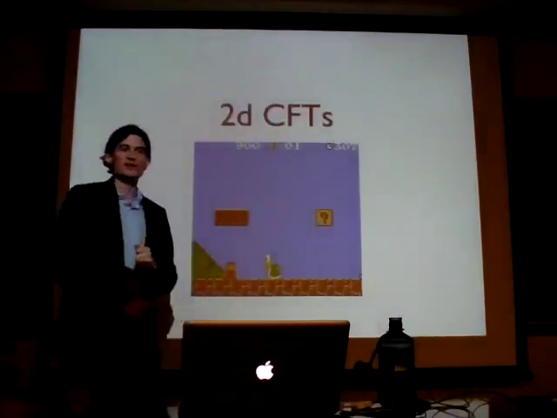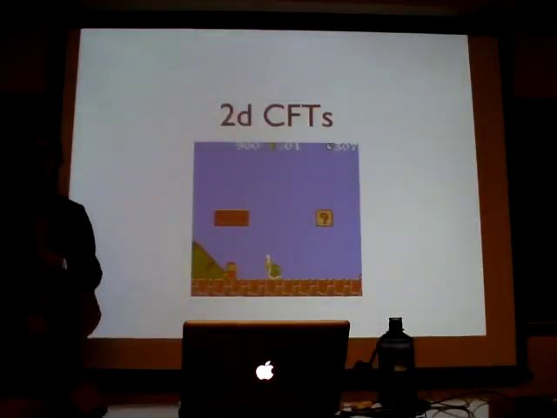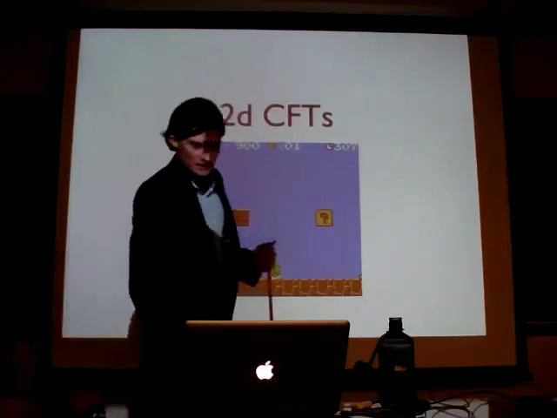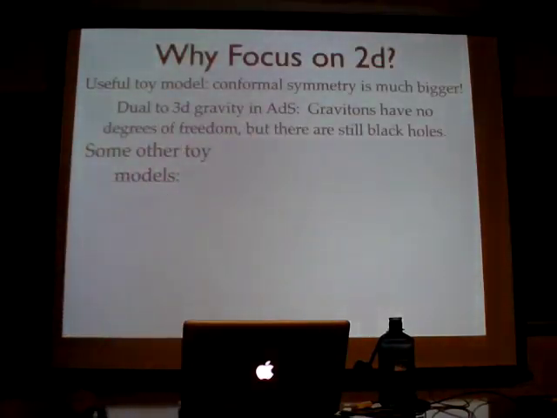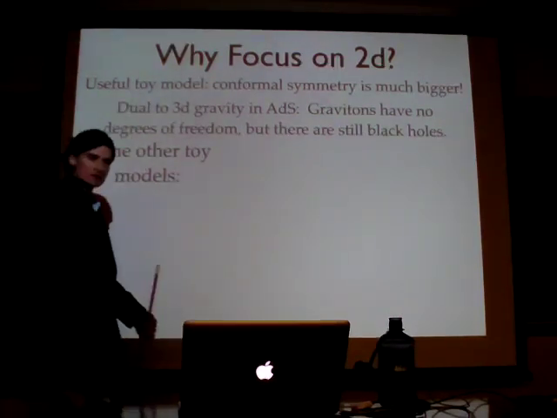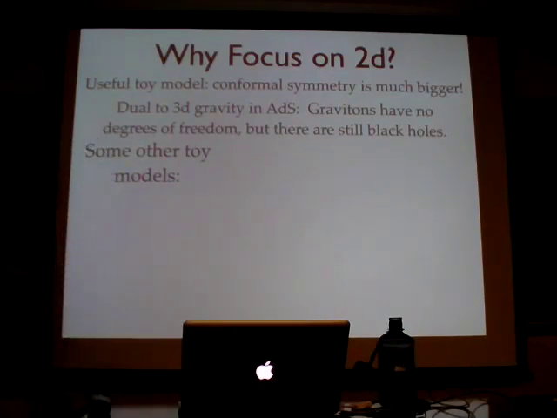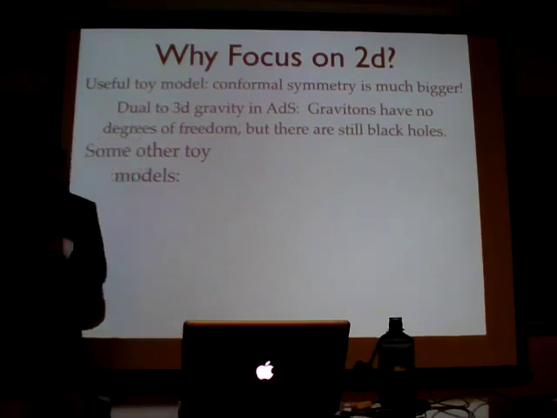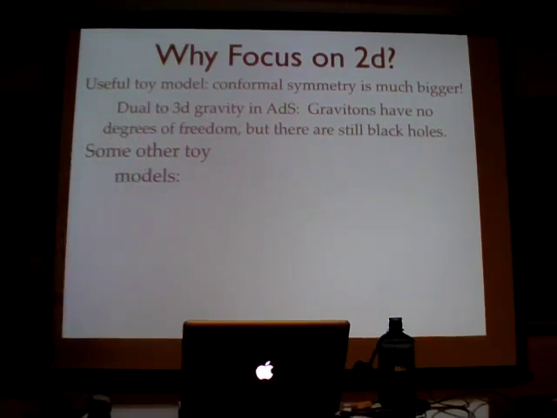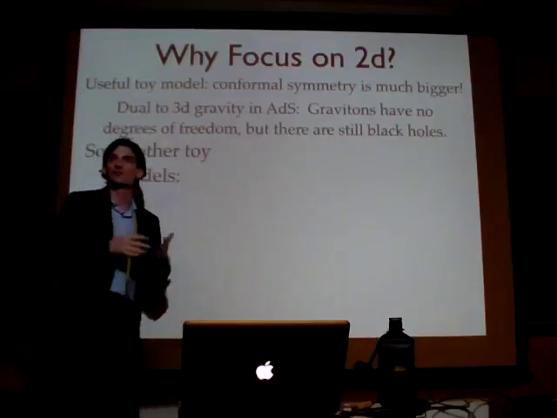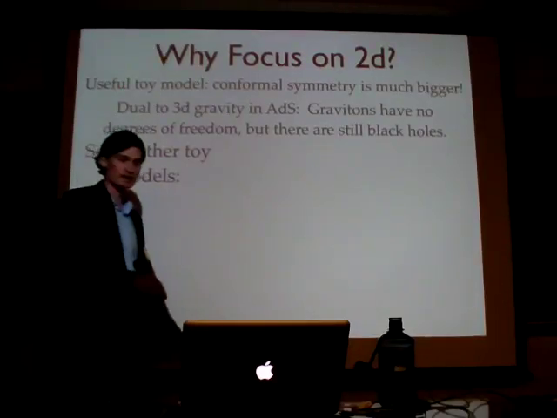All right. So now I'm going to switch gears and talk about 2D CFTs. Let me say a few words about why I think it's a fruitful idea to focus on 2D. I think they're useful as a toy model. For one, conformal symmetry is much bigger in 2 dimensions. The conformal group is actually infinitely large in 2 dimensions. Gravity in 3 dimensions is also much simpler. The gravitons have no degrees of freedom. However, there are still black holes in AdS3. So this has the kind of flavor of what we'd like from a toy model. Simple enough, we can hope to make progress. Rich enough, we believe it has the physics that we're mainly interested in.